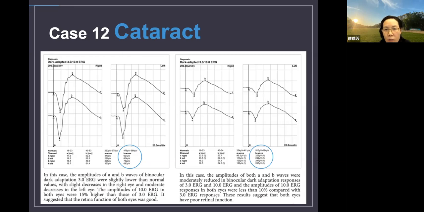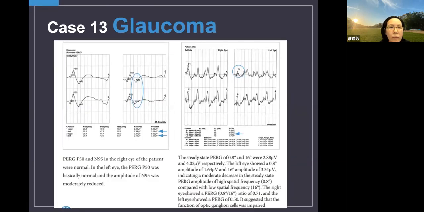For example, for this patient, we can see the B wave is abnormal. So the retinal function is not good, and the visual acuity may not return to 20/20 after surgery. For glaucoma, besides image analysis, we need functional assessment. We can use PERG as a good candidate method.